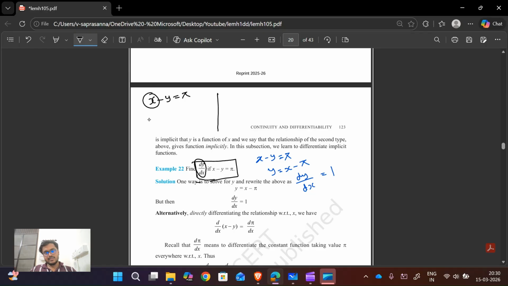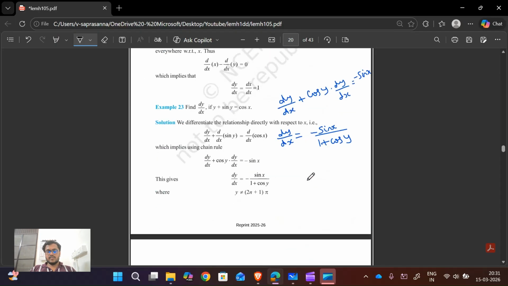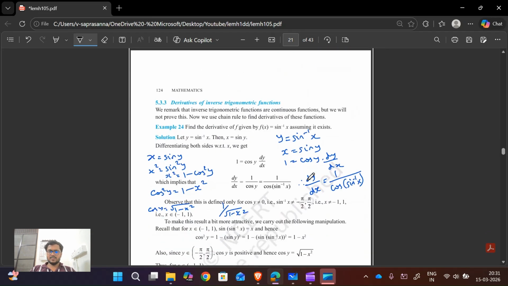Now if you differentiate x with respect to x, it is 1, because d by dx of x is nothing but 1, right? Now, if you differentiate y with respect to x, it is just dy by dx. That's all, because you don't have any value of y in terms of x. And pi is a constant, 3.14, so pi's derivative is 0. So dy by dx is equal to 1. So this is how you solve implicit functions. We'll see some examples also.